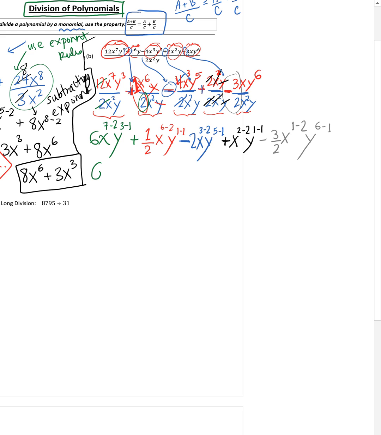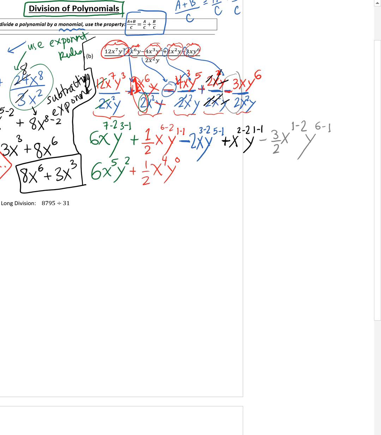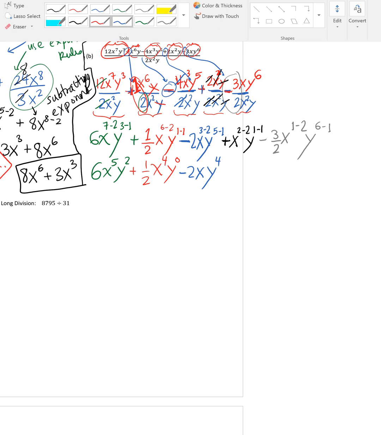So, okay, this first term is going to be 6x to the 5th when I subtract y squared. The next term, I'll keep the 1/2 the same, x to the 4th, and notice y to the 1 minus 1 is 0. And then in the last step, we'll have to remember what that means. The next one is minus 2 x to the 1, but I'm just going to write x, because x to the 1 looks sloppy. Y to the 5 minus 1 is 4. So that term is taken care of.